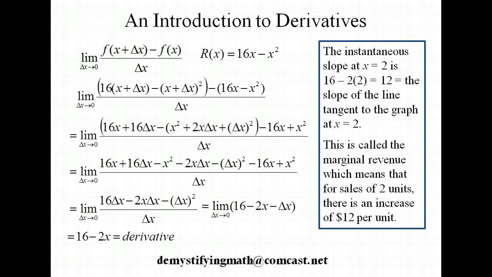So on our next slide, we're going to do some more with the derivatives and using this limit definition to find the derivatives.